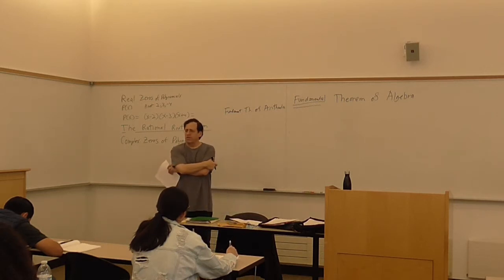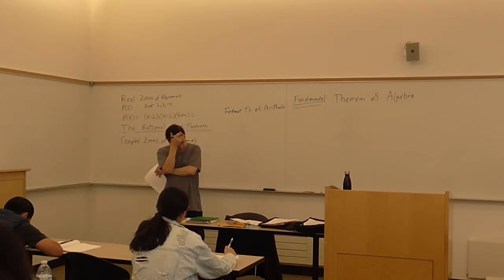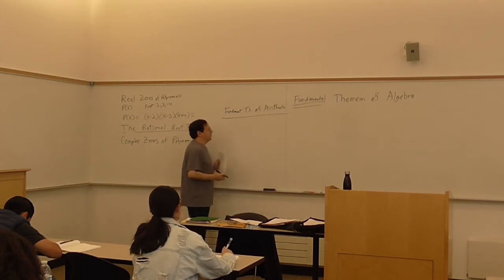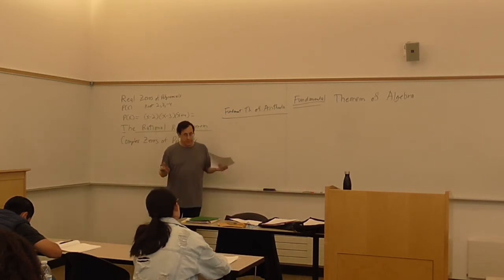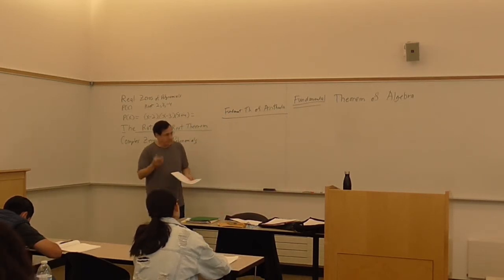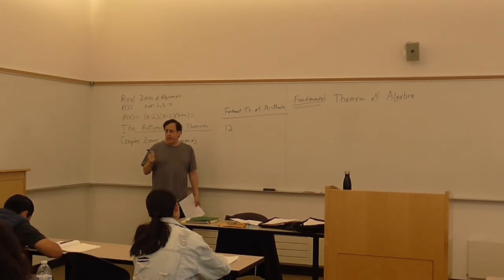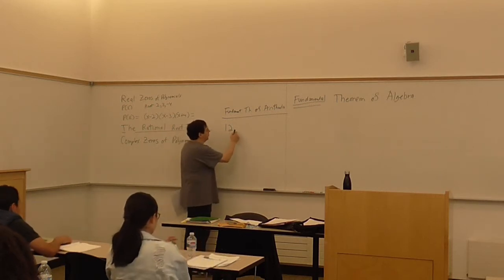Anyone know what that is? Anyone heard of this? Well, before I tell you the fundamental theorem of algebra, it's the fundamental theorem of arithmetic. It says if you have a number, let's say 12, and you break it down into its prime factors. What are the prime factors of 12?